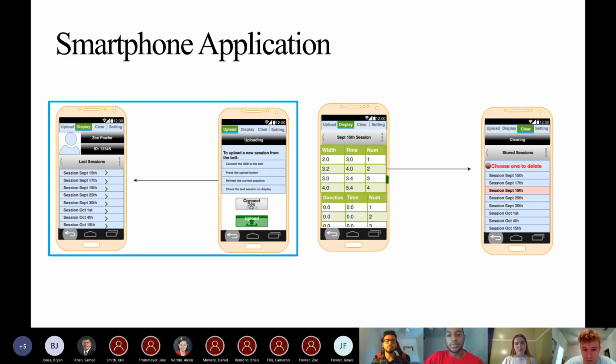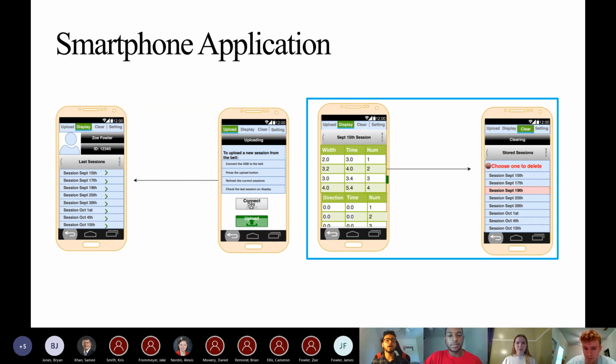As you can see, the first image is where the user needs to upload the data to the application. Now the user can view all the sessions listed on the application along with the information of that specific patient.